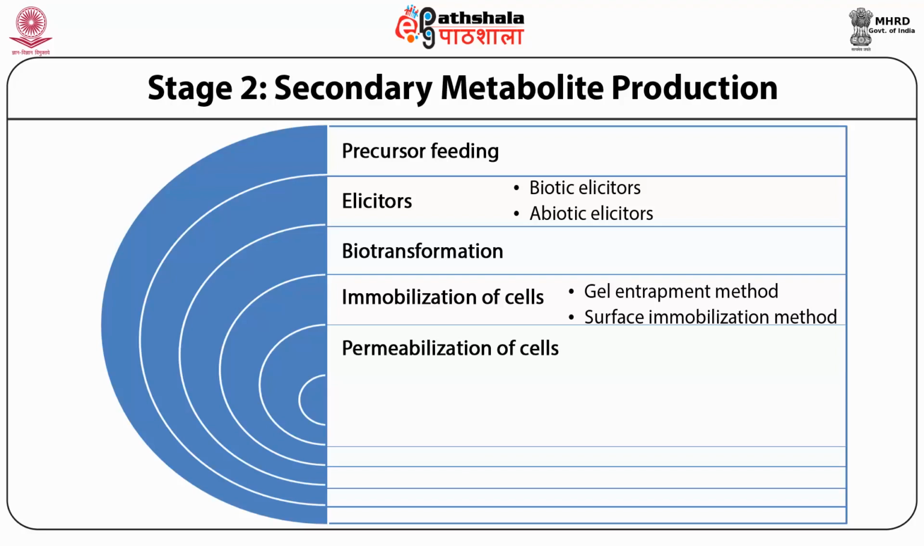Some of the treatments that are used for permeabilization are DMSO, reducing the pH to make it more acidic, sonication, or giving electric shocks.